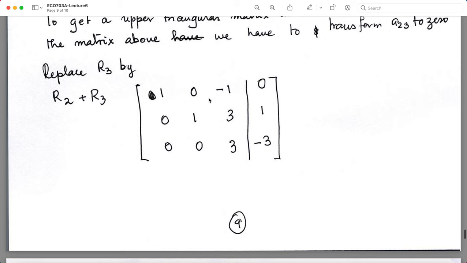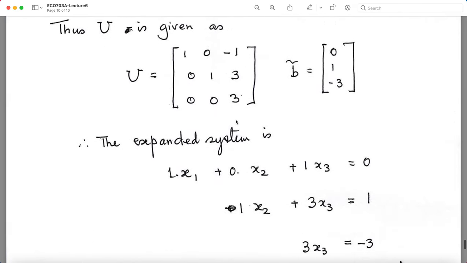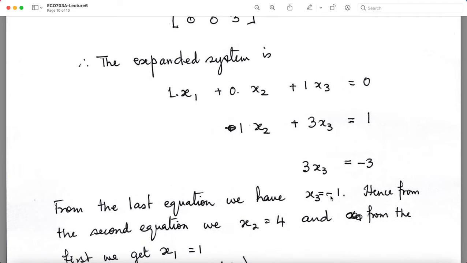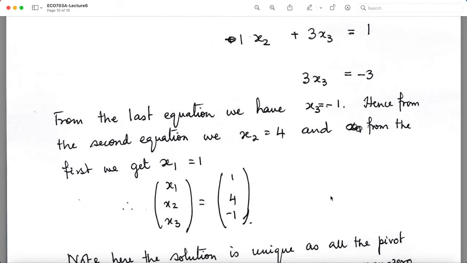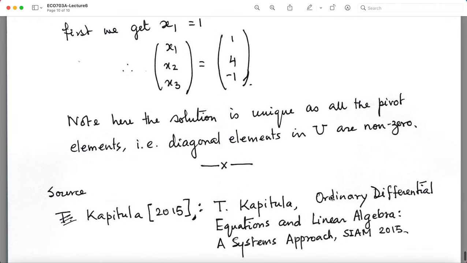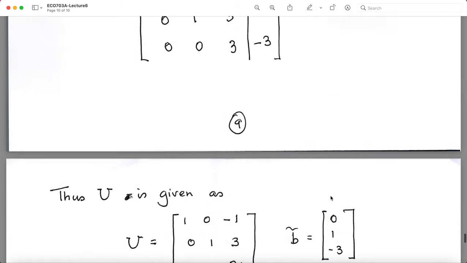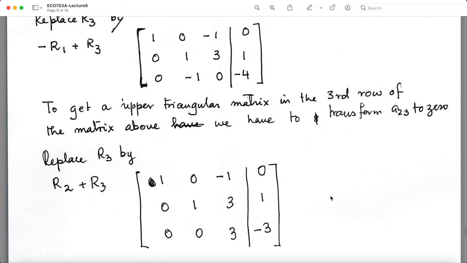So here see, we have already got an upper triangular matrix. And also the side is already transformed, we get this B tilde. So hence, if you look at the expanded system, you can immediately understand how to solve it by back substitution. So here is an example of how you can use the augmented matrix.